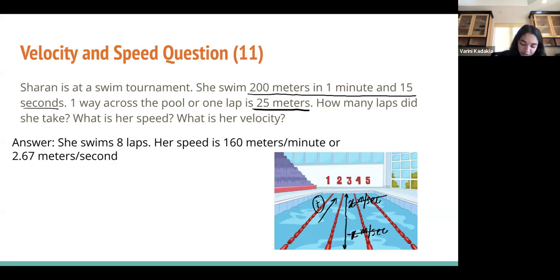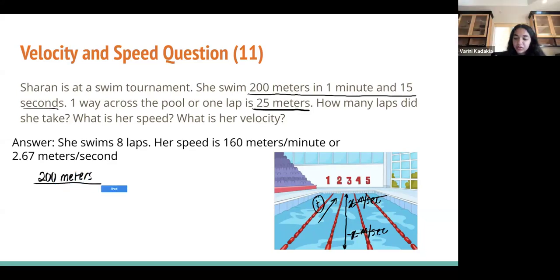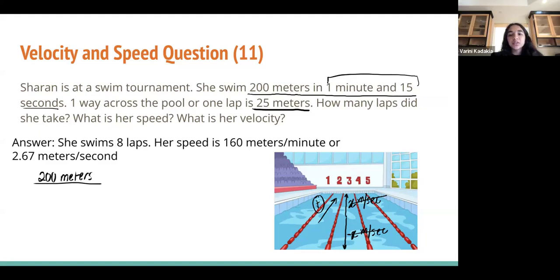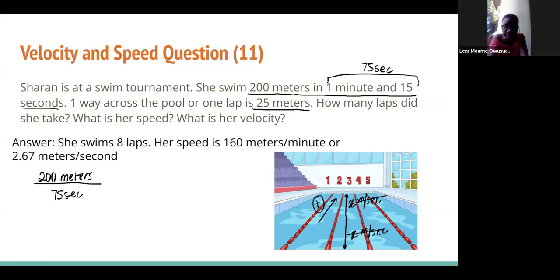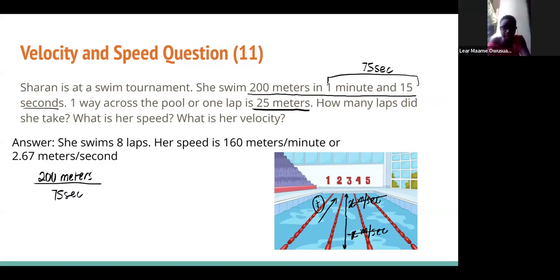So we know that we have 200 meters in, let's find a constant unit. So let's do seconds because we want to just have a constant unit. So there are 60 seconds in 1 minute, and 60 plus 15 is 75 seconds. So we have 75 seconds here, right? Everyone get that? Good? Okay. So we know that one lap is 25 meters, right?